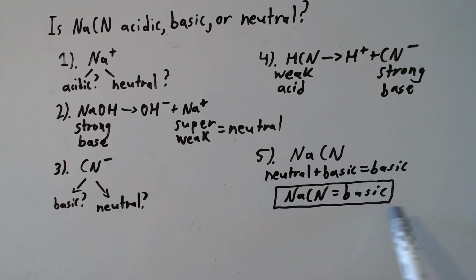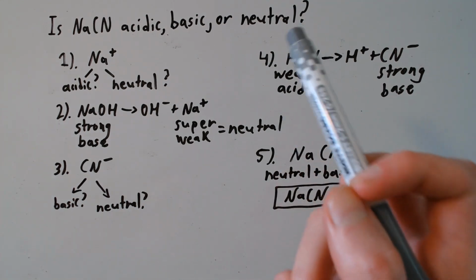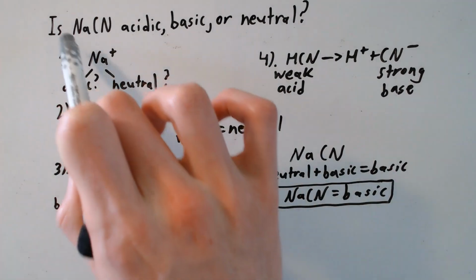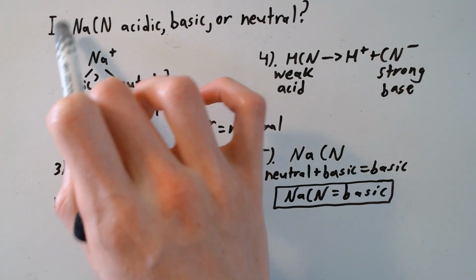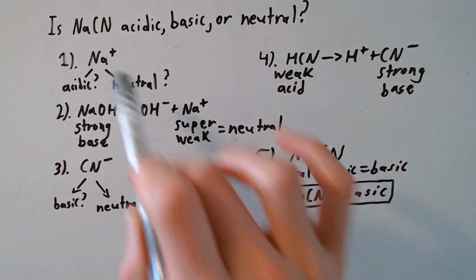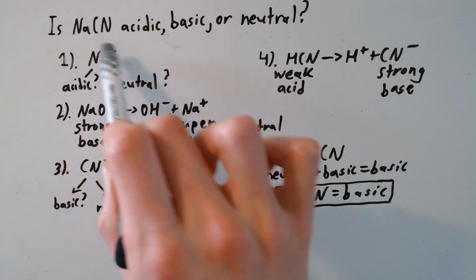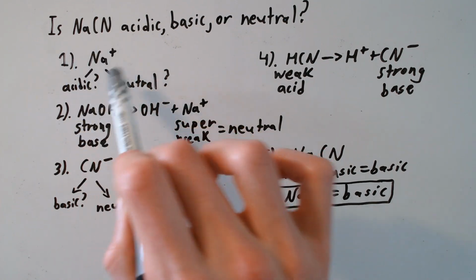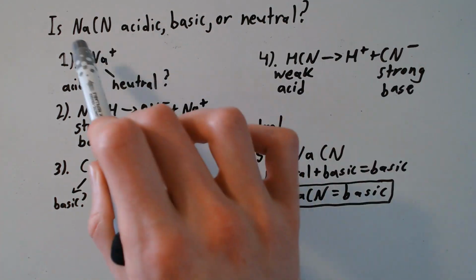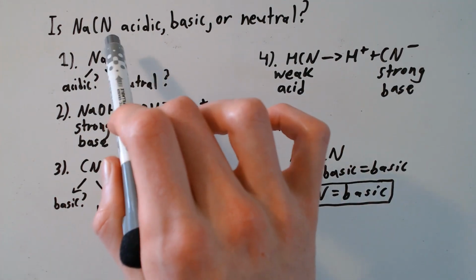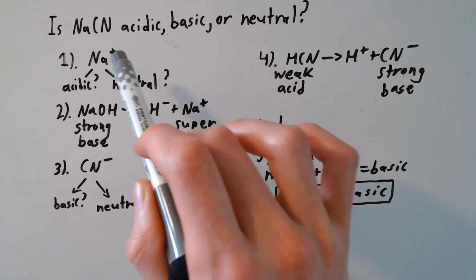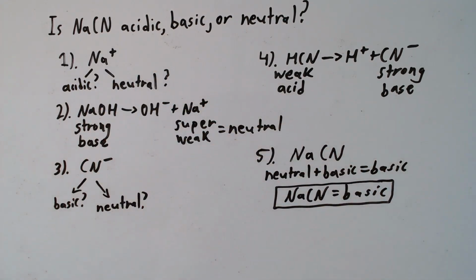So NaCN is basic. And in general, I just want to comment that the Na+ cation is always neutral. Always. Just remember that Na+ is always neutral because you'll be given a lot of problems with Na+. And if you remember that Na+ is neutral, that'll basically save you half the job.